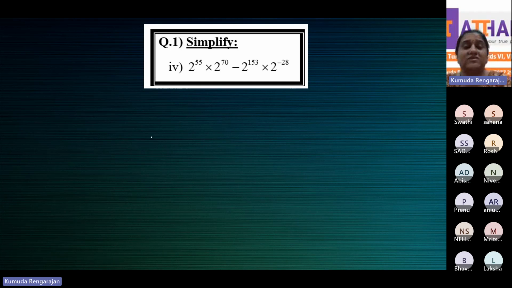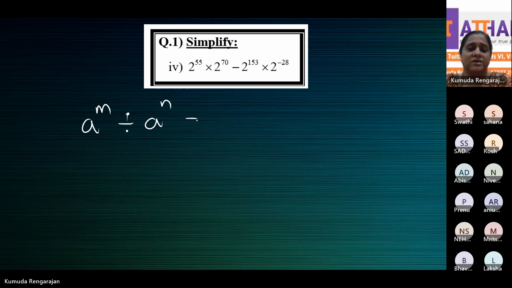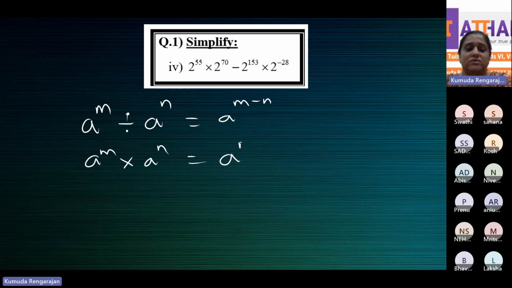Only when the connecting sign is multiplication or division. a to the power m divided by a to the power n is a to the power m minus n. When it's division, we subtract the powers. When it's multiplication, we add the powers. But if the connecting sign is plus or minus, for that we don't have any law.